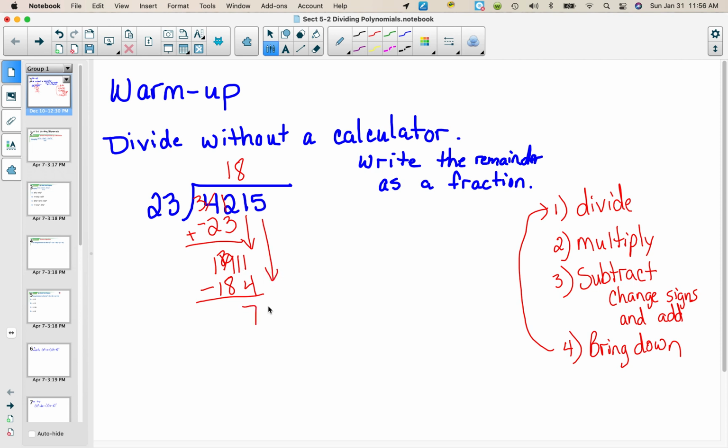And then you bring down. Then you go back up to the top and you divide. So 23 goes into 65 3 times. Then you multiply. Then you subtract. And then here we're done. There's nothing left to bring down. So notice what I say, write the remainder as a fraction. So I have 6 left over out of 23. So that's how I would write my answer.